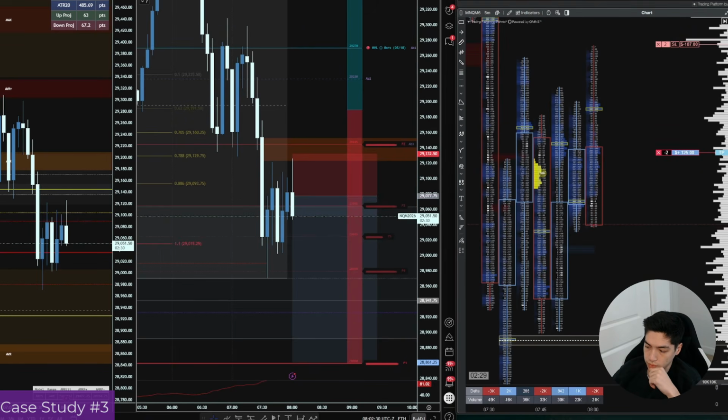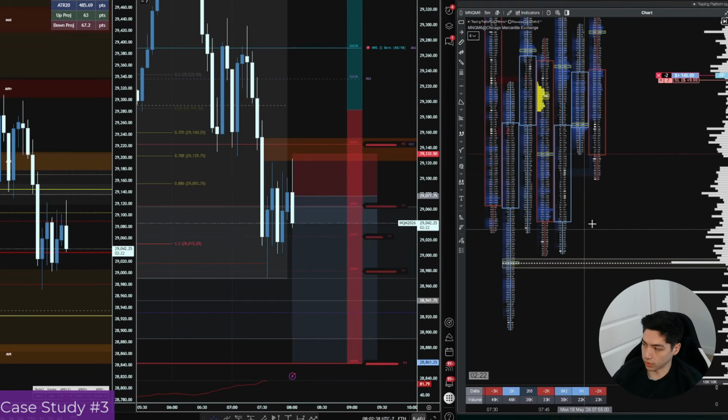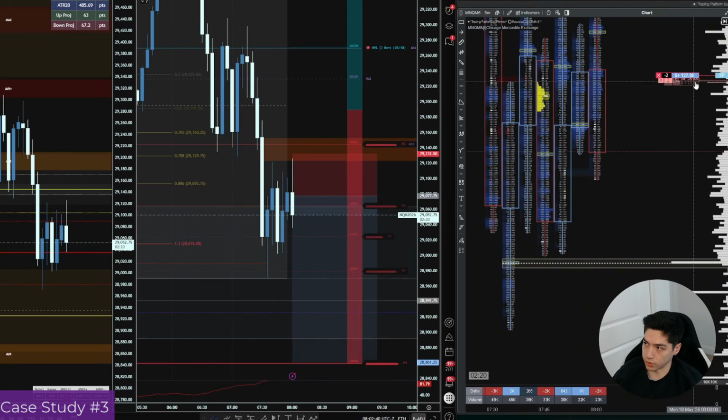Alright, we're 25 points in profit, stop's going to break even. As we begin to push lower back towards the bottom of this range, we are going to have to trail our stop even tighter. We'll see if we can get the push here.